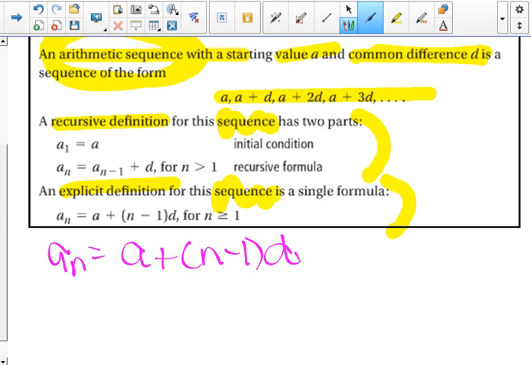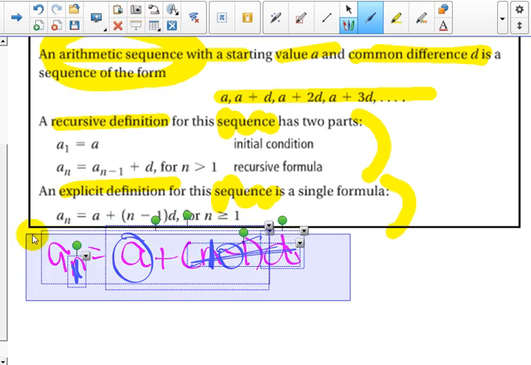Greater than or equal to 1. So it could be 1. What would happen if it's 1? So if I had the first element, well, 1 minus 1 is 0, but I still have an a value, right? And we could have 0 times d. We could have nothing there, right? It's possible. So these are the things that we're going to run into in this lesson.